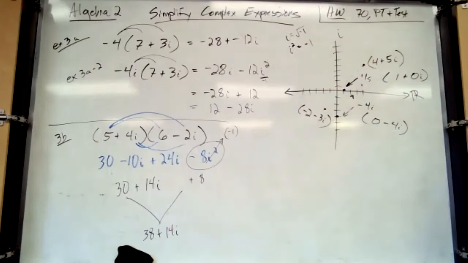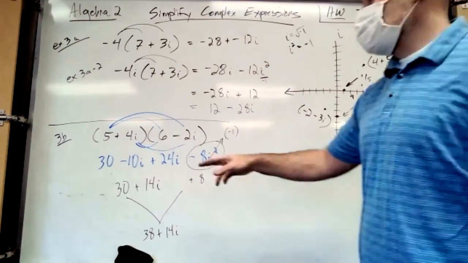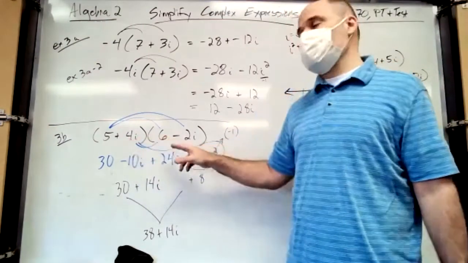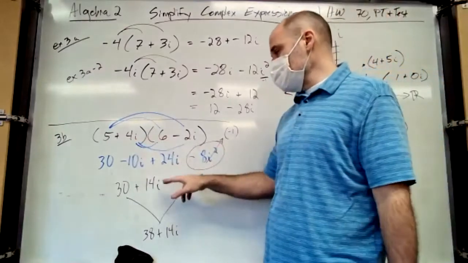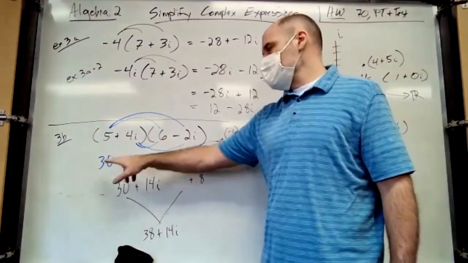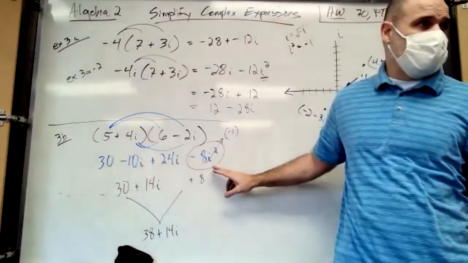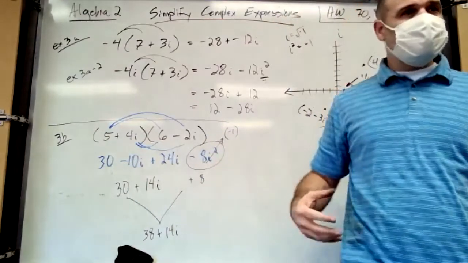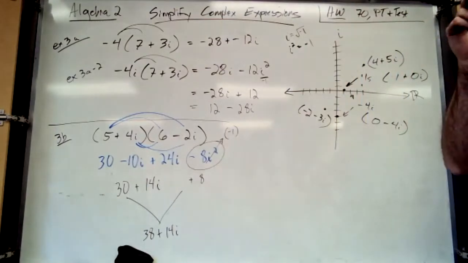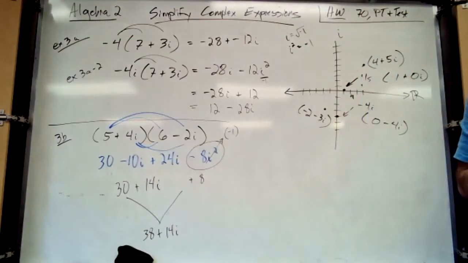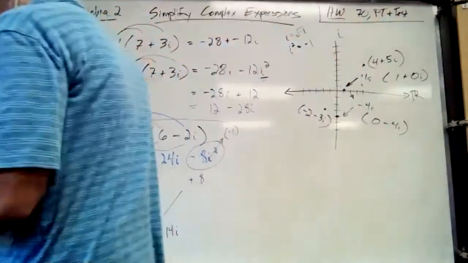Does that make sense? So unlike foiling and multiplying binomials, what ends up happening with complex numbers is you not only combine the middle terms, but you combine the first and last term, because that i squared turns into a real number. Remember, get real, i squared. Clever t-shirt idea. Okay, good, good.